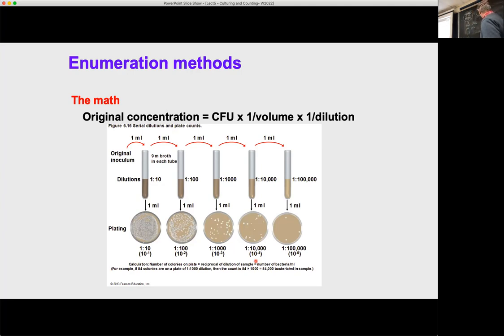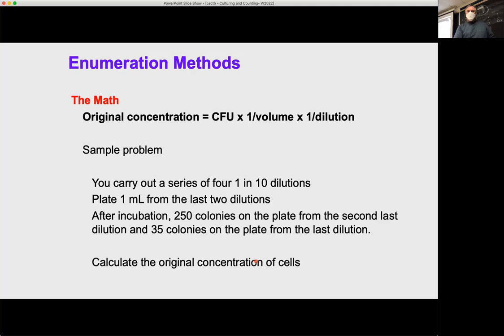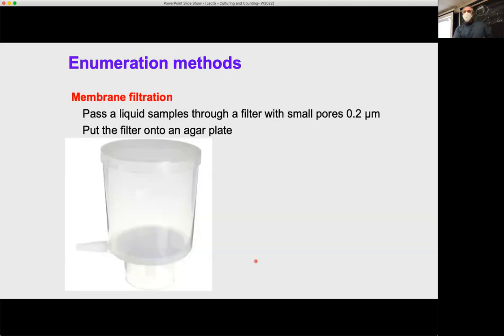1 divided by 10 to the minus 1, 1 over 0.1, this is a fraction, 1 tenth. Okay, so if it's 10 to the minus 5, it will be 10 with 5 zeros. I'm just going to carry on, not show you all the math in this step.